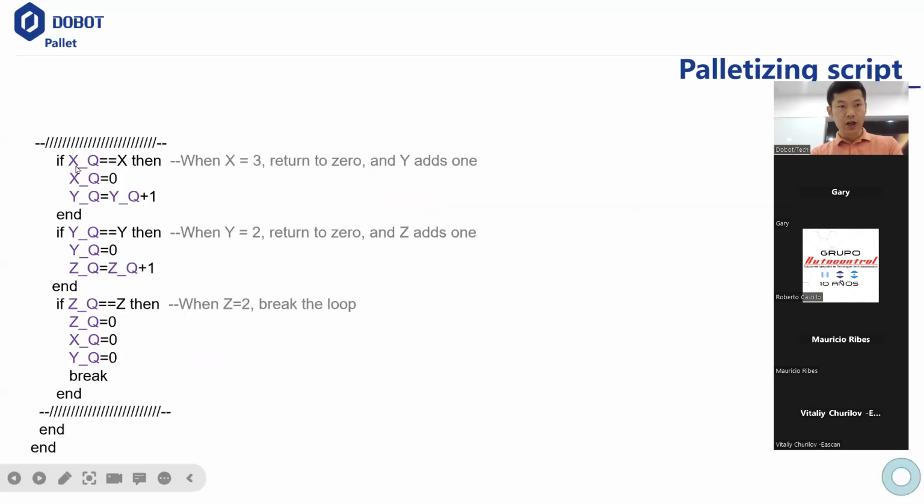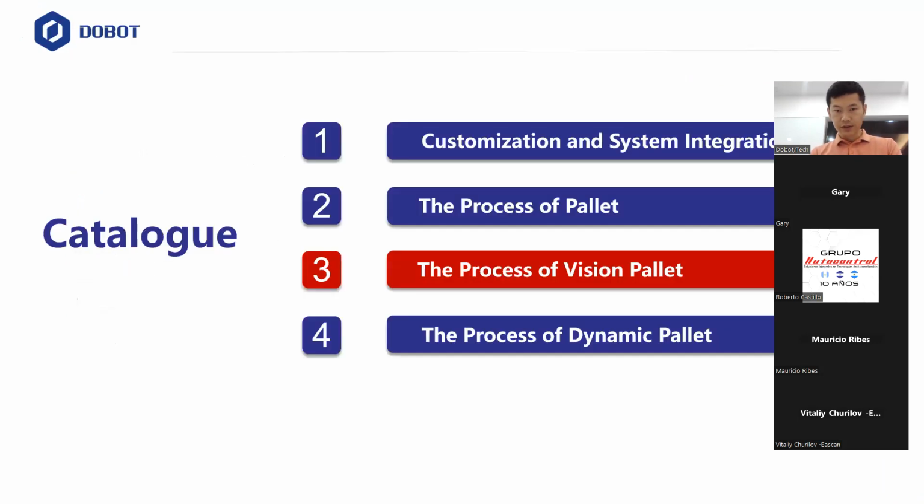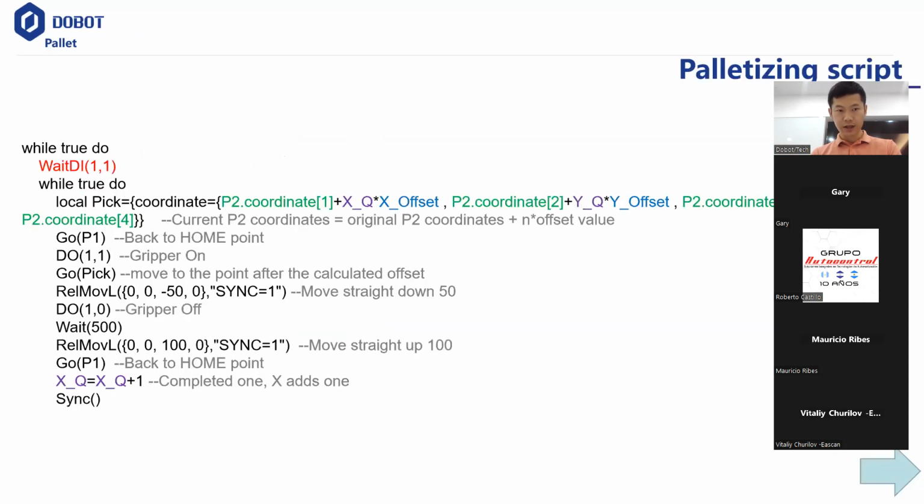And also it's going to be counting, right? If it's 3 by 4, it's going to count 1, 2, 3, and then go to the next line. It's going to start over again, 1, 2, 3. So it counts up to 3, and if it's 3, it resets to 0. So this is the process of palletizing. Any questions?